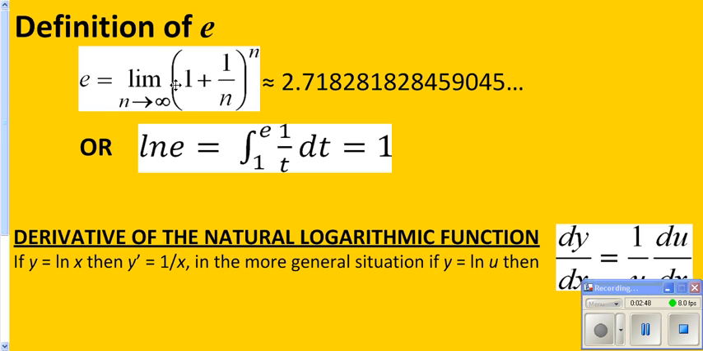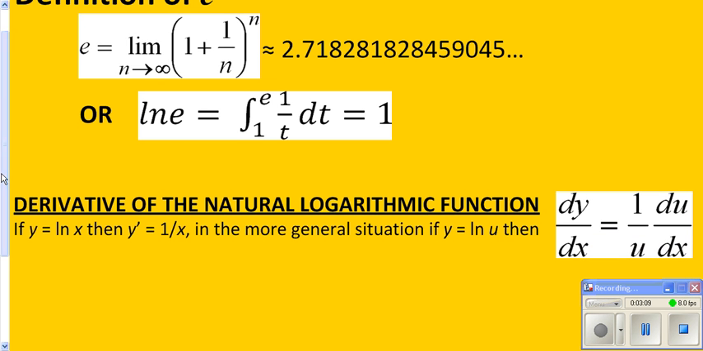Here's the definition of e. It's this limit, approximated by the number over here on the right. It can also be defined as natural log of e is 1, which is your definite integral from 1 to e of 1 over t dt. I prefer the first one for your definition, but it can be defined as the second one.